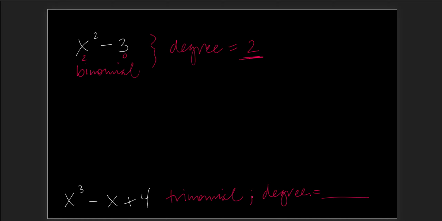I don't know why I wrote that so low, this whole line. The degree of this term is 3, and just to practice, the degree of this term is 1. The degree of this term is 0. So the degree of the whole polynomial is 3, the highest one. You really just need to look at the highest exponent.